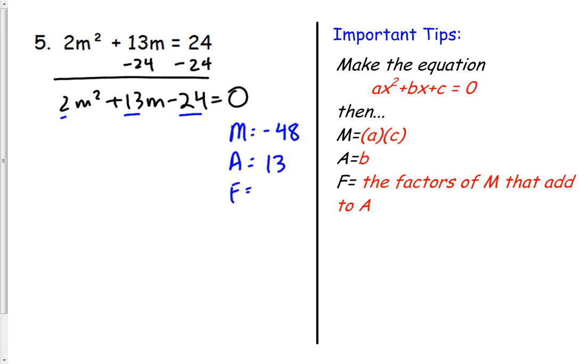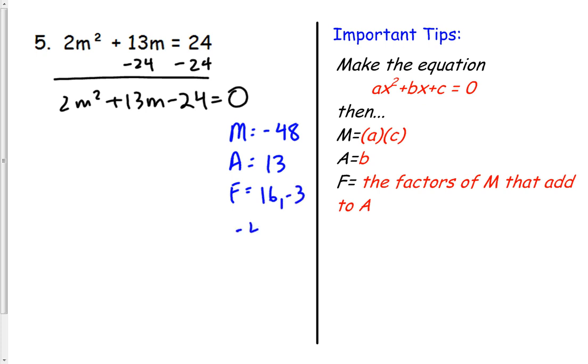And now F is really the only part that you need to think about, because beyond that, it's just processes and doing the same thing over and over. But F is the factors of M that add to A. So I'm thinking about what multiplies to negative 48 and adds to 13. And lucky for me, I know that's 16 and negative 3.